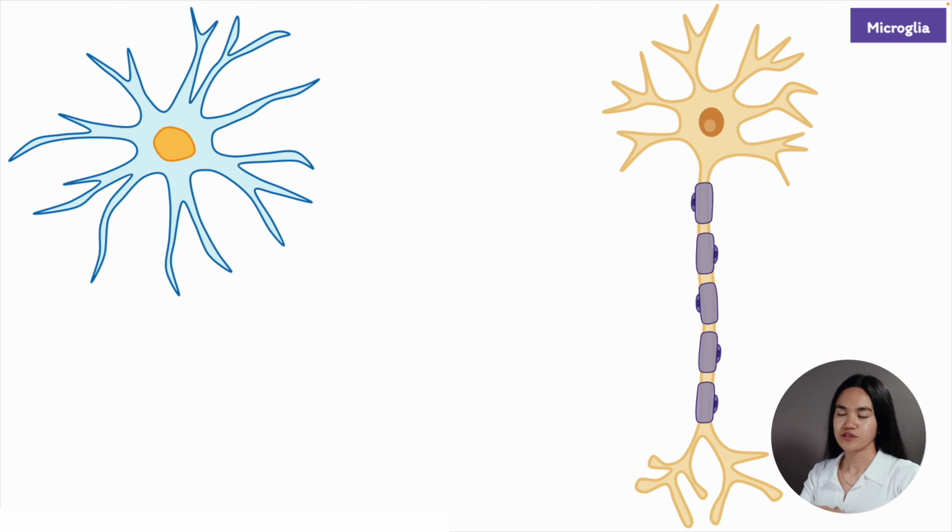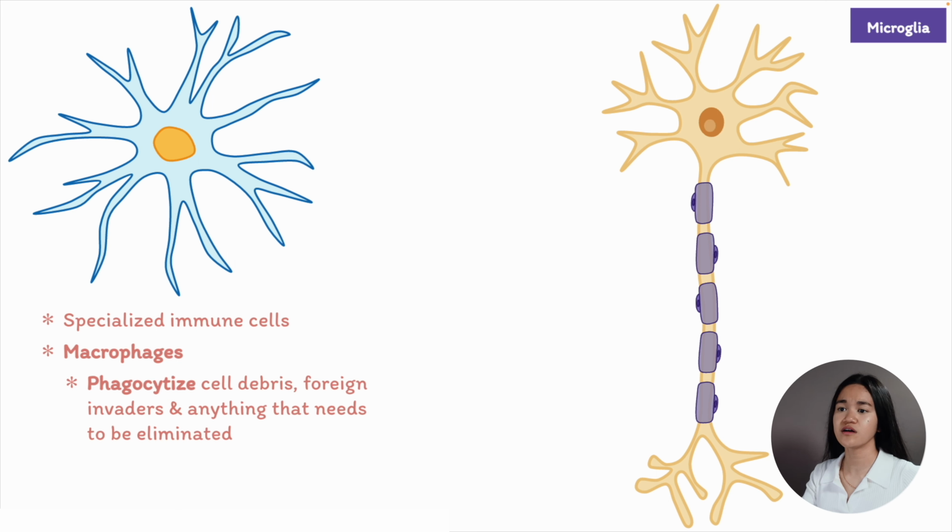Microglia are not actually neural tissue. They are the immune defense cells of the central nervous system, specialized immune cells. They are the brain's macrophages that, when activated, remove damaged cells and foreign substances or invaders. They phagocytize bacteria and foreign invaders and remove anything that needs to be eliminated out of the central nervous system.